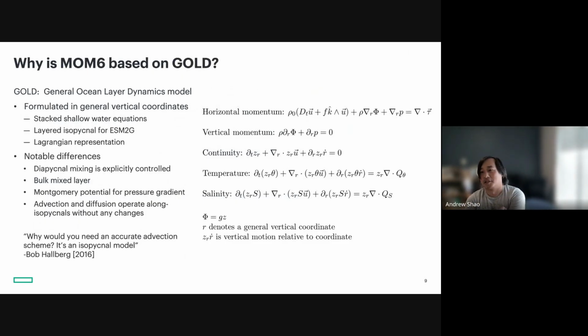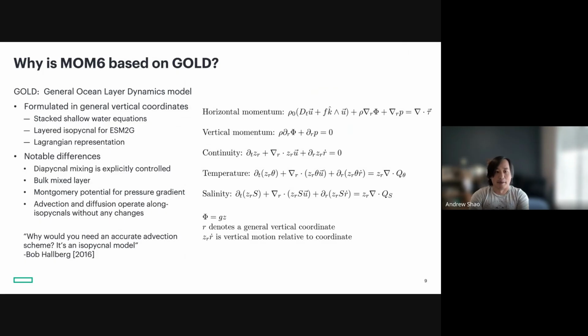Okay, so why is MOM6 actually based on GOLD? Alistair showed some of the governing equations and the vertical discretization yesterday, and so that is somewhat repeated here as well. GOLD, the name derives from the General Ocean Layer Dynamics model. It's formulated in general vertical coordinates, the equations of which are shown on the right-hand side. Essentially stacked shallow water equations. It was used by GFDL in CMIP5 in the ESM2G version of the coupled climate model that GFDL released. And really, it fundamentally has a Lagrangian representation of the way that things evolve.